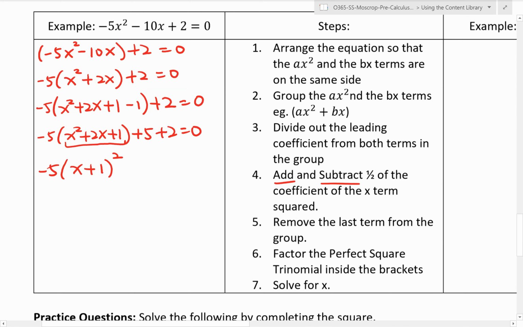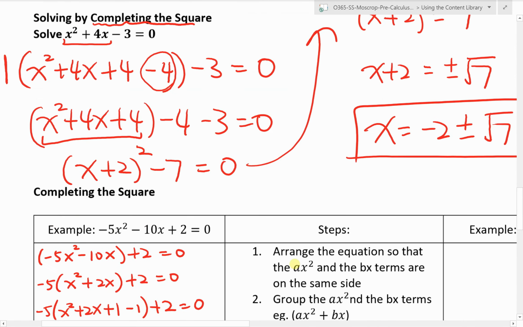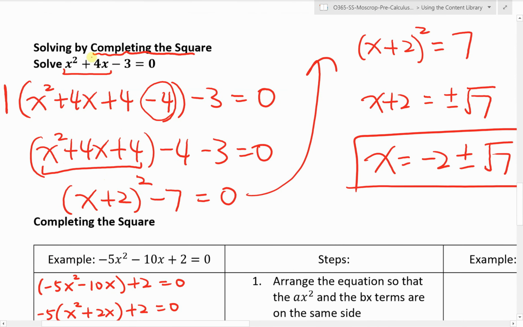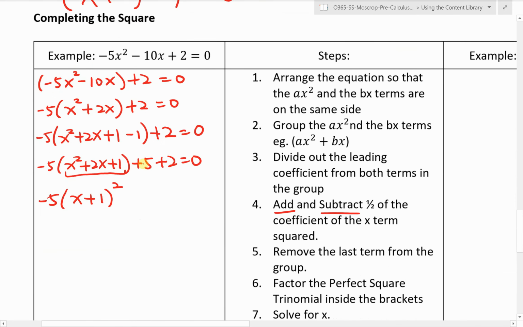Okay, if you notice, this number is always half of the original middle term, right? This is always half of the original middle term. You can see here, this was a 2. Again, the middle term was a 4, right? It's half of that. Okay, plus 5 plus 2, here we get plus 7 equal to 0.